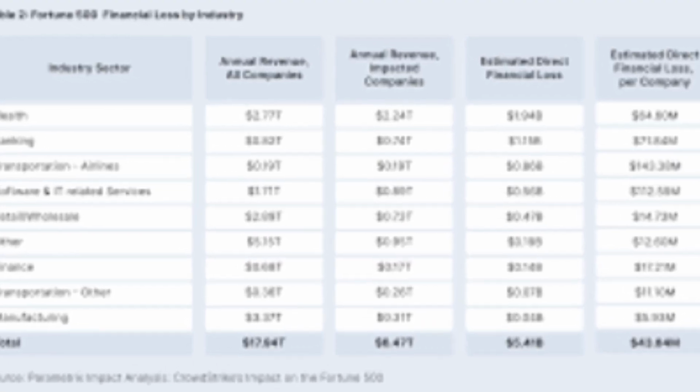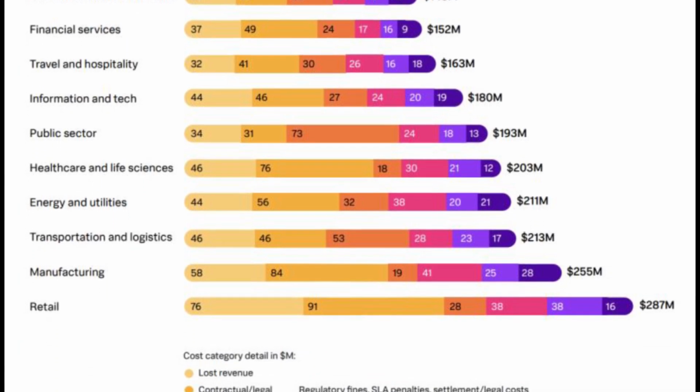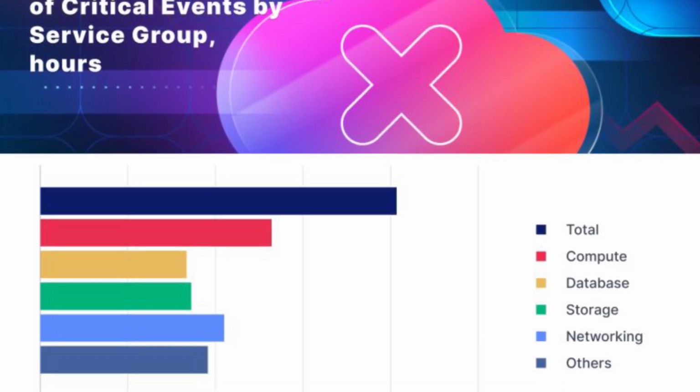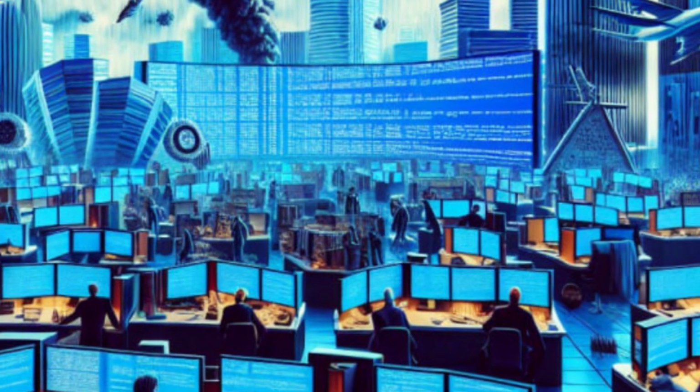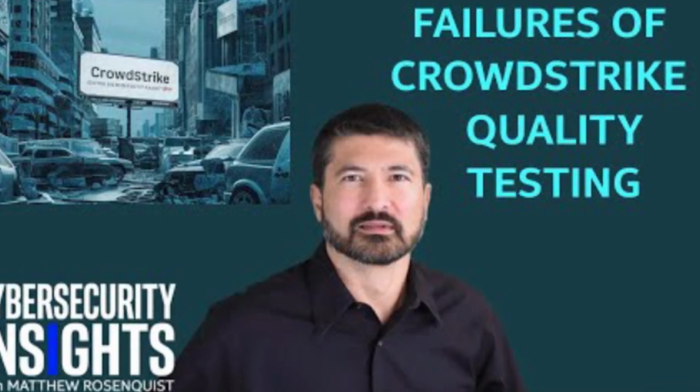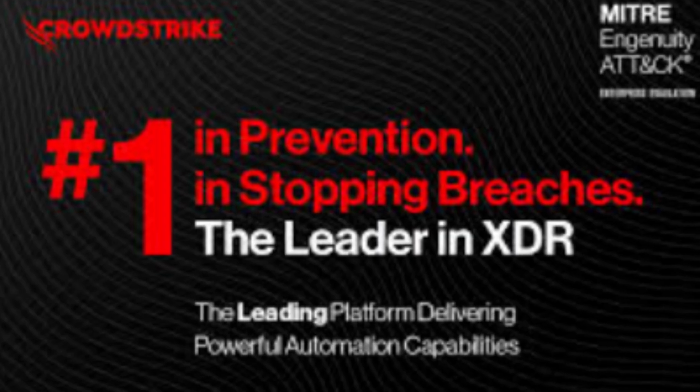CrowdStrike has also published a post-incident review. The detailed document explains how a fault in the software that tests updates was responsible for the outage, affecting millions of Windows machines. Many in the industry say the issue could have been avoided with more testing, and it looks like CrowdStrike will need to test the testing software.